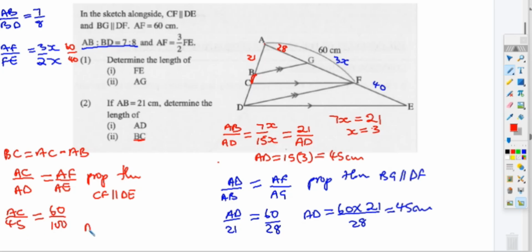So your AC then is equal to, your 45 goes to the other side, 60 times 45 all over 100, and this should give you 27 centimeters. And remember, we said AC minus AB. Our AC there is 27, our AB is 21. So 27 minus 21 should be 6 centimeters. All right, that's all I have for you.